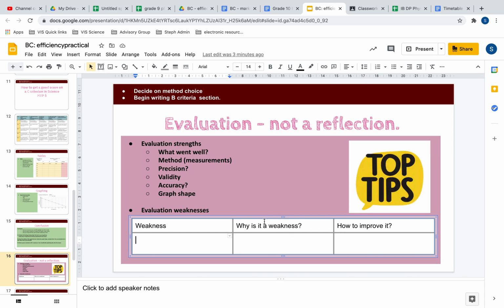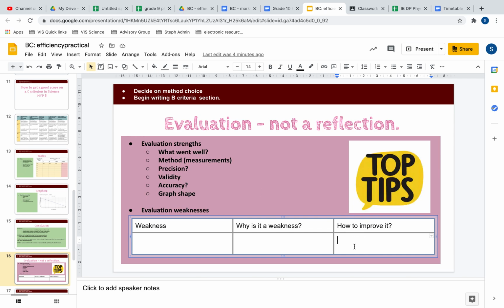The why it's a weakness, link it back to precision and accuracy, and the how to improve it. Again, give me detail here. Don't just say, use a different piece of equipment. For example, let's say here I used a glass thermometer and I could instead have used a better piece of equipment. Well, I might say that I'm going to use a digital temperature probe. The digital temperature probe is better because I can read to 3 decimal places on this, which gives me much more precise data.